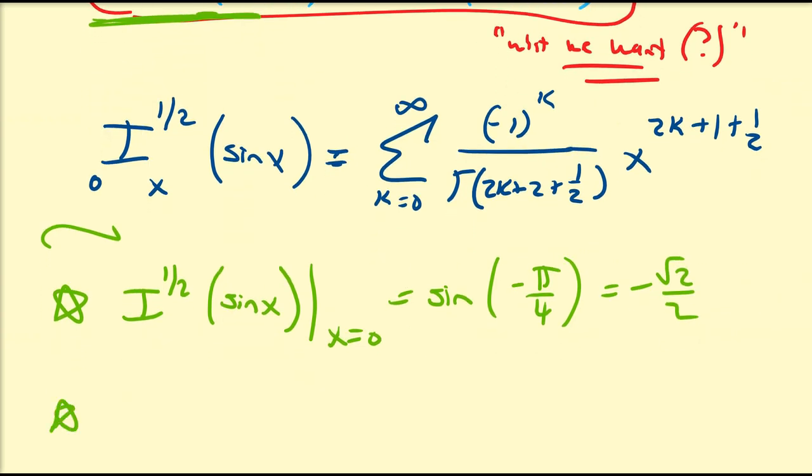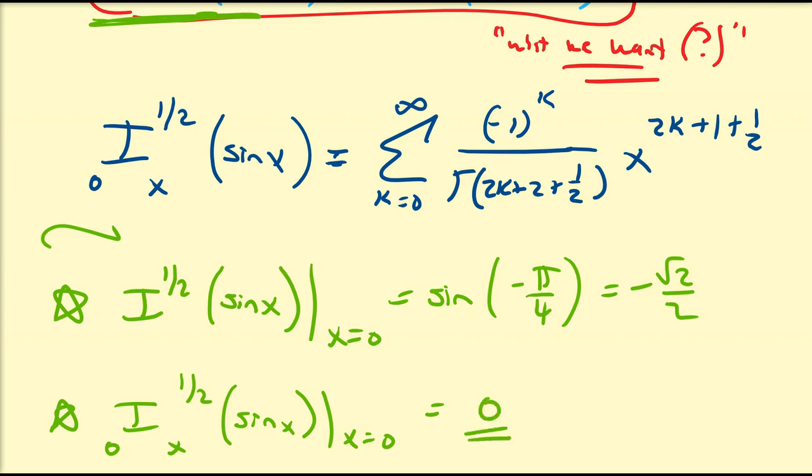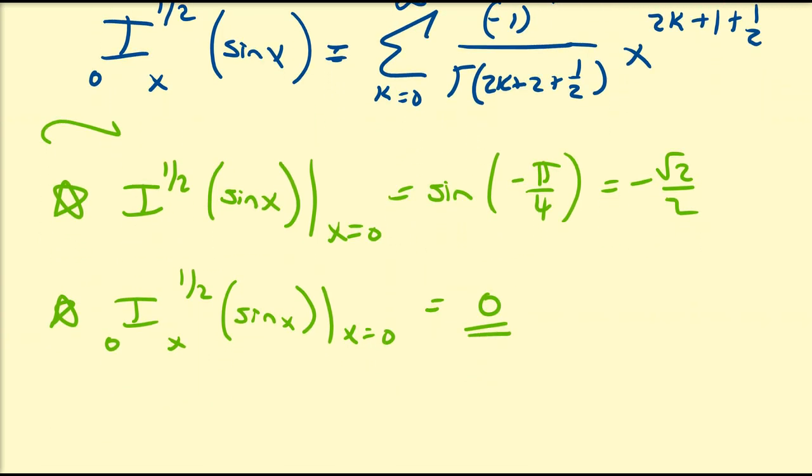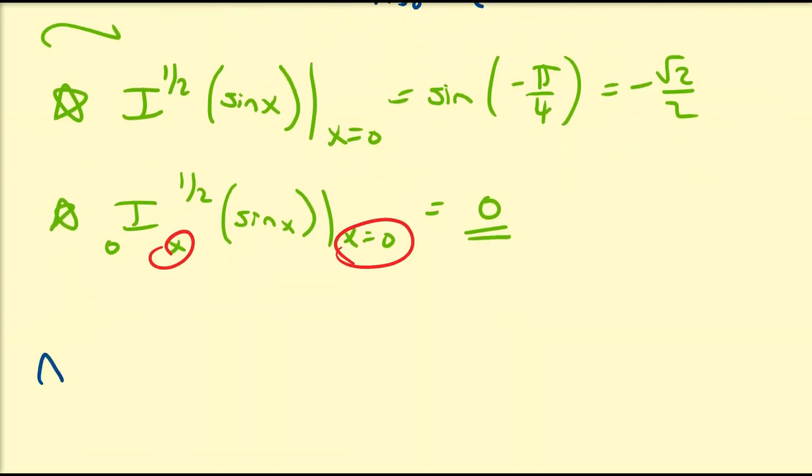But if we choose the RL version, so this is going to be 0 I^(1/2) of sine of x at x equal to 0. This is going to be equal to what? Do you know? This is going to be equal to 0, right? Remember, this point pretty much corresponds to the upper limit of that integral bound, right? So recall a property from integral calculus.